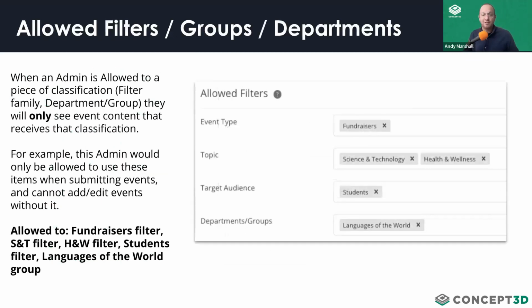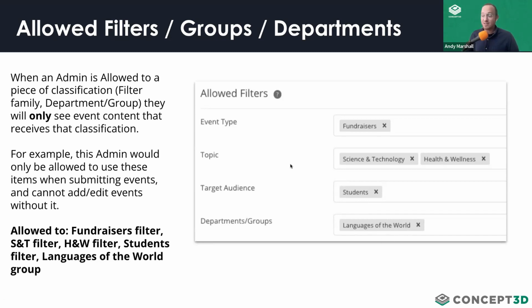If a user is allowed to see a certain filter, they will only see events that have that filter associated with it. So for example, this admin shown here would only be allowed to use these items when submitting events and cannot add or edit events that do not contain this classification. So this admin, for example, would be allowed to see the fundraiser filter, the science and technology filter, the health and wellness filter, the students filter, and the languages of the world group.